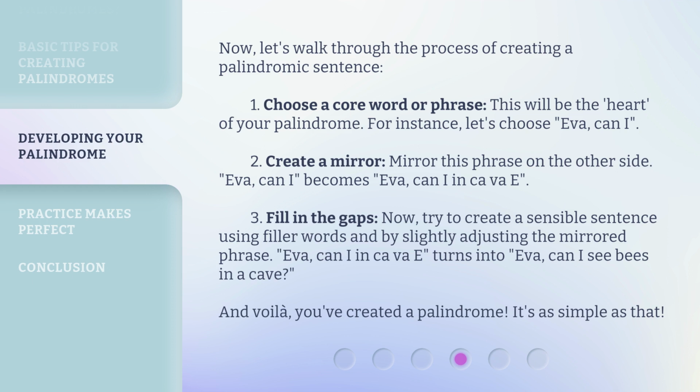3. Fill in the gaps. Now, try to create a sensible sentence using filler words and by slightly adjusting the mirrored phrase. "Eva, can I in CAVAE" turns into "Eva, can I see bees in a cave?" And voila, you've created a palindrome. It's as simple as that.